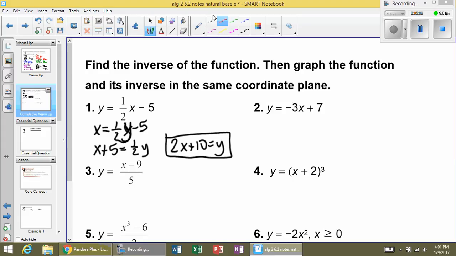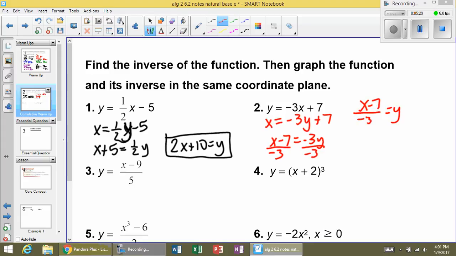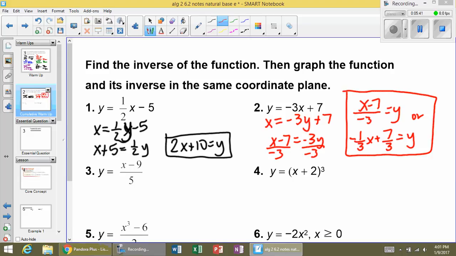Question number 2, again, switch your x's and y's. So x equals negative 3y plus 7. We're going to subtract the 7, and then we're going to divide by negative 3. So you will have x minus 7 all over negative 3 equals y. Or you could write it as negative 1/3 x plus 7/3 equals y. Either of those two equations would be correct.